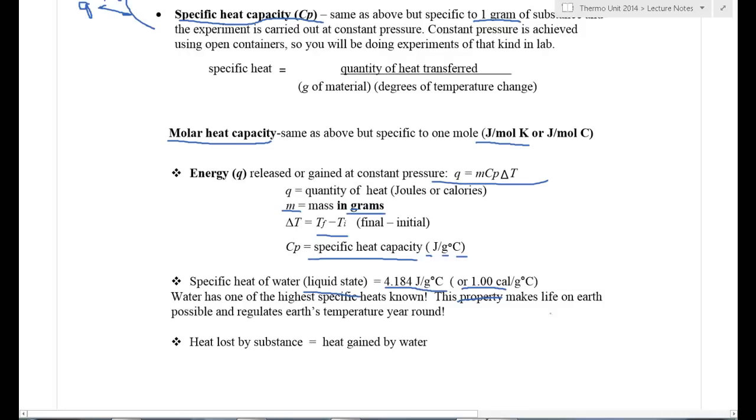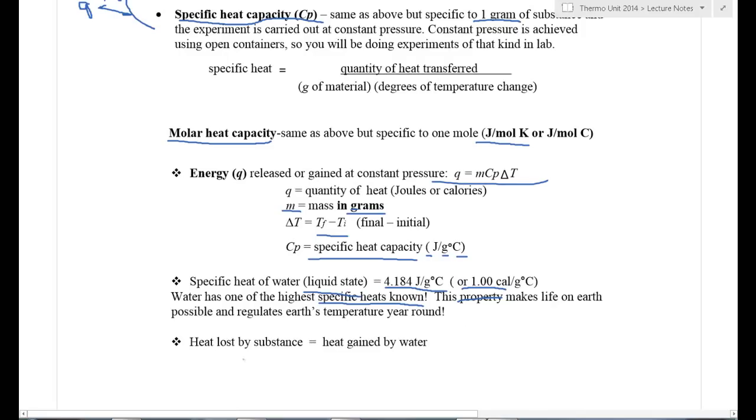Now, one of the interesting things about water is it has one of the highest specific heats known compared to a lot of other substances. Water specific heat is very, very high, which gives it a lot of unique properties. It takes a lot of heat to raise this; 4.18 is a high number. It takes a lot of energy to raise the temperature of water by 1 degree.